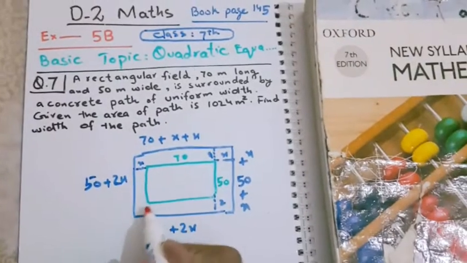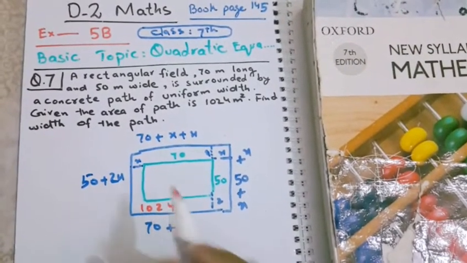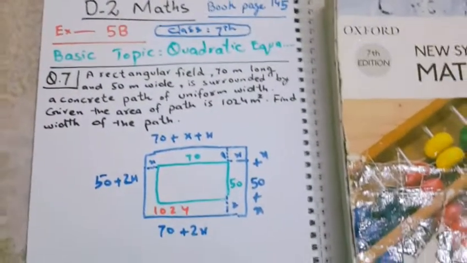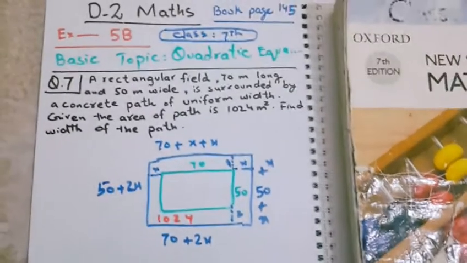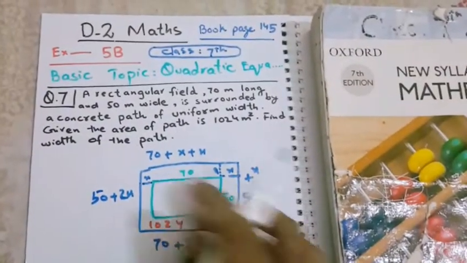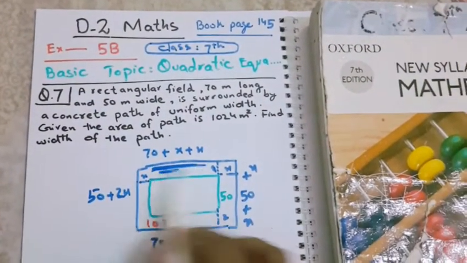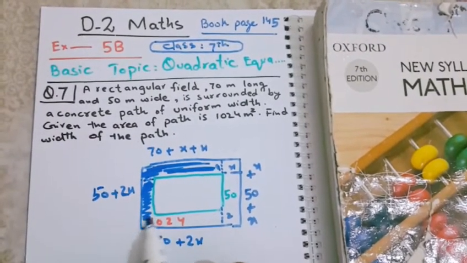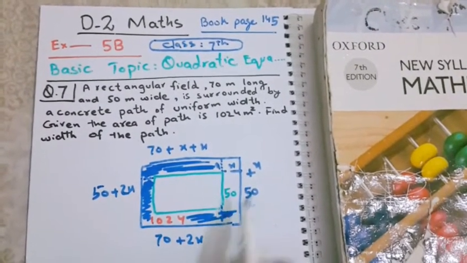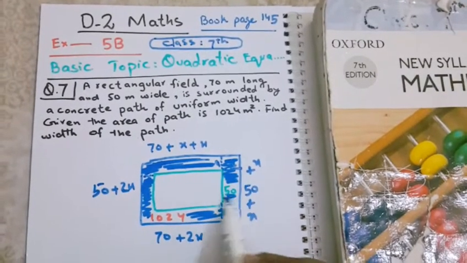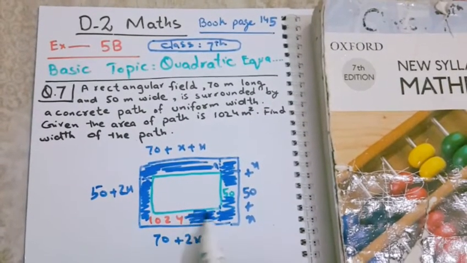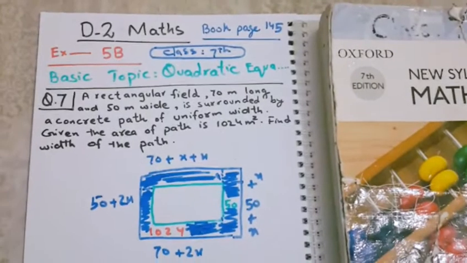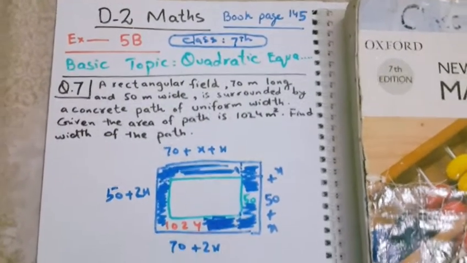Basically, the 1024 area of this path is only here. I mean, this area is that shaded area. That shaded area is 1024. We have been given 1024, which belongs to this shaded area only.